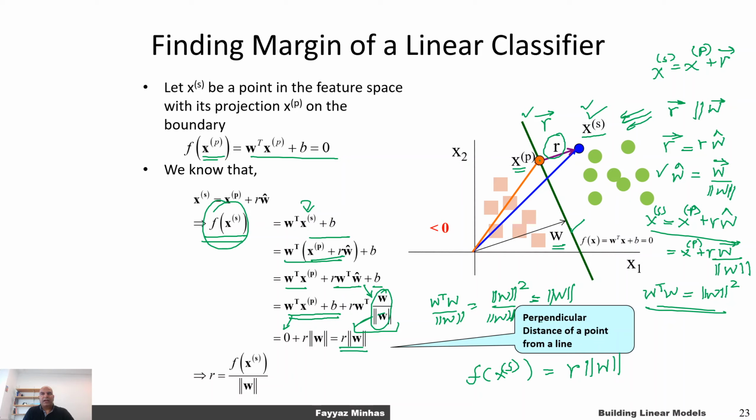Remember, we were interested in doing all this because we wanted to find the value of R, and this allows us to do that. So this is the distance of a point from the line. If you've got a point xs, then you can find the shortest distance of that point from a given line using this equation, and that's what we have done.